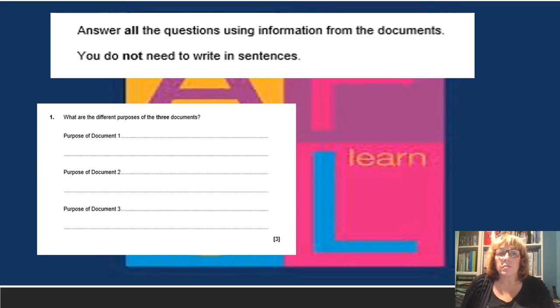And the second thing that's really important is you do not need to write in sentences. Nobody's looking at your writing. The examiner's looking for keywords. So let's have a look at that first question.